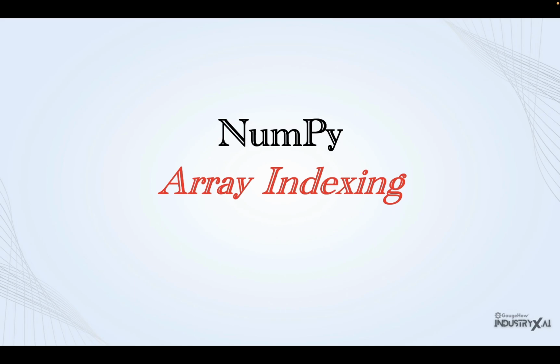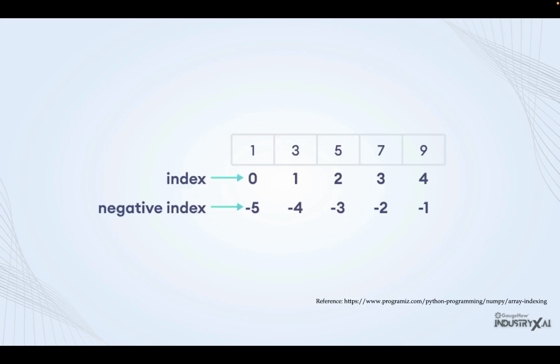So indexing is used to access specific elements of an array. And the index for each array starts from 0 for the first element, 1 for the second, and so on. So as you can see, suppose here one array is provided having the elements 1, 3, 5, 7, 9. So the index of the first element will be 0, second element will be 1, and so on. It will increase by 1.